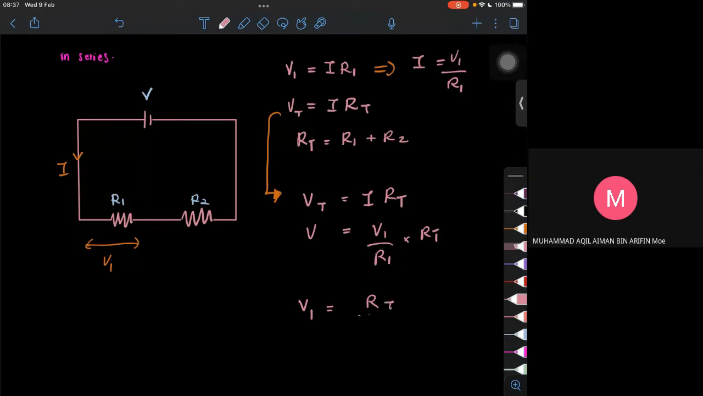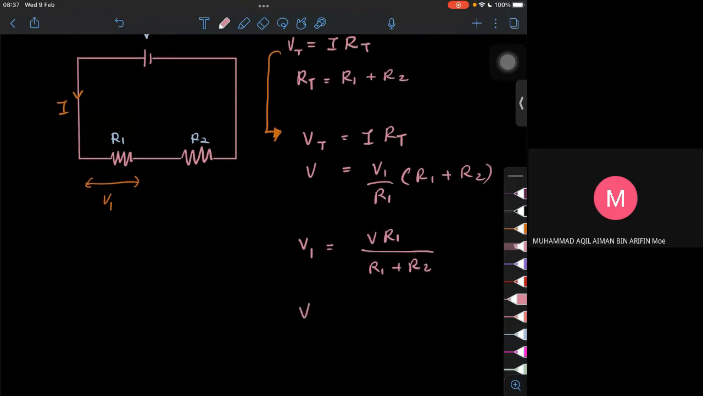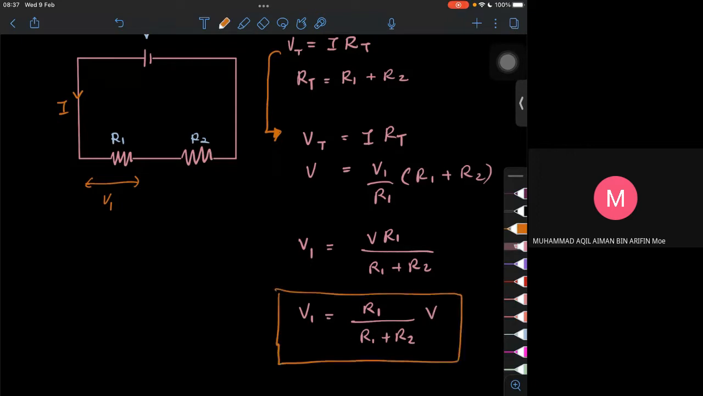R total. Okay, wait. Let's substitute this R total. So R total here is R1 plus R2. Okay, and then we rearrange, we will get V1 equals R1 divided by R1 plus R2. So the formula for the potential divider will be R1 divided by R1 plus R2 times with the voltage supply. So this will be the formula for the potential divider.